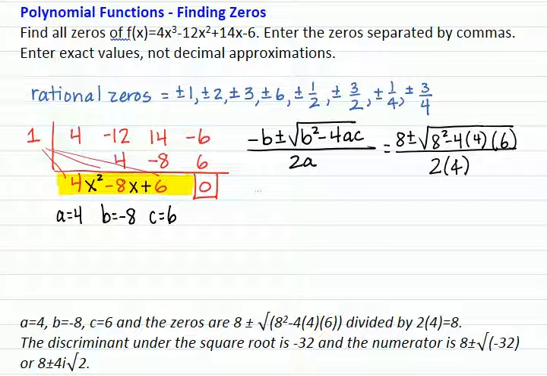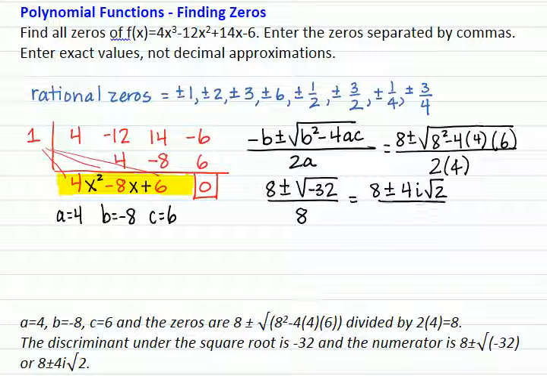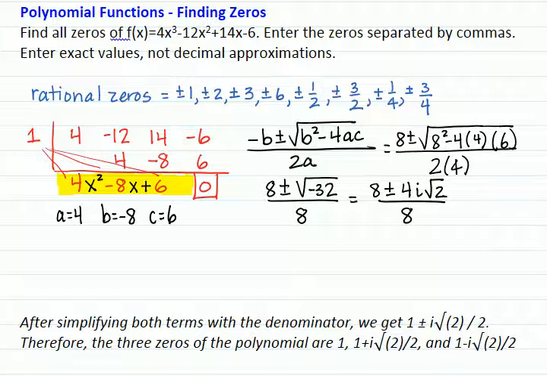And the numerator now is 8 plus or minus the square root of -32, which can be simplified as 8 plus or minus 4i square root of 2. After simplifying both terms with the denominator, we get 8 over 8 equals 1, plus or minus i square root of 2 divided by 2.